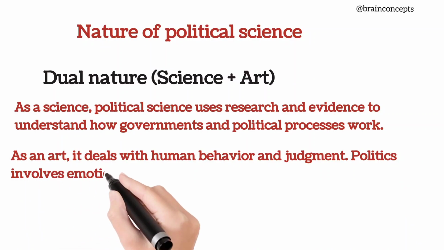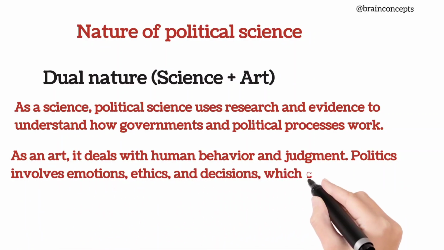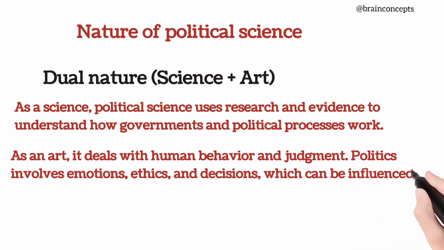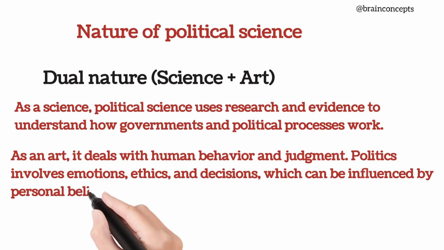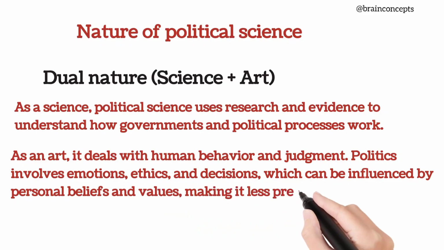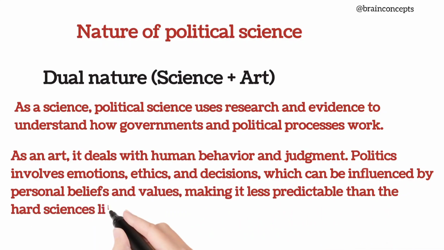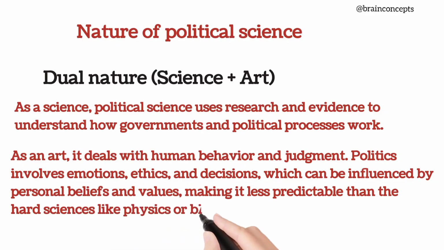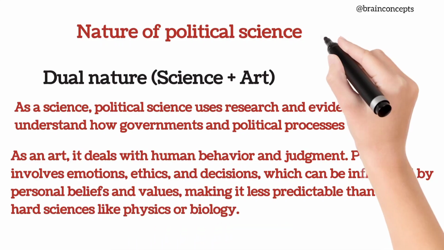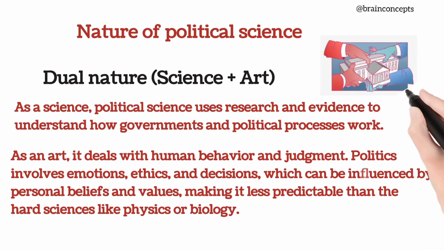Politics involves emotions, ethics, and decisions which can be influenced by personal beliefs and values, making it less predictable than the hard sciences like physics and biology. Basically, politics involves facts and data, but also human emotions, opinions, and unpredictable events.